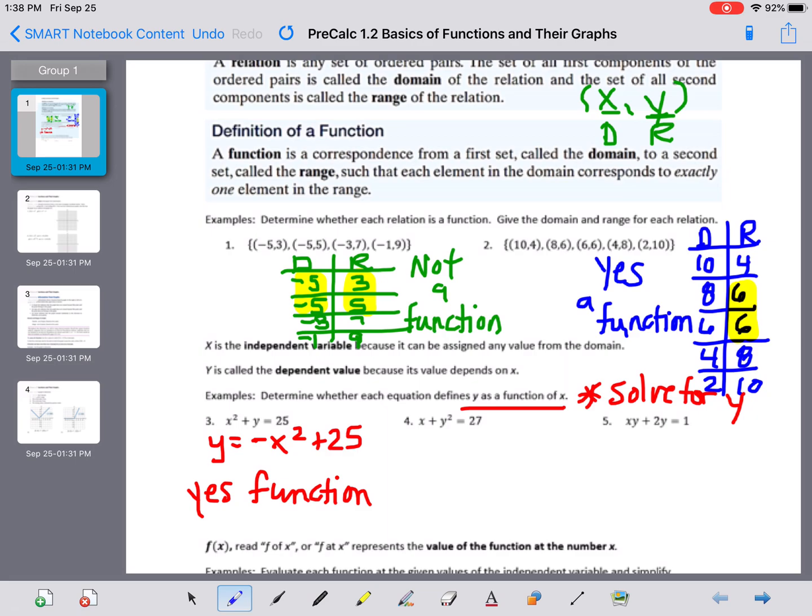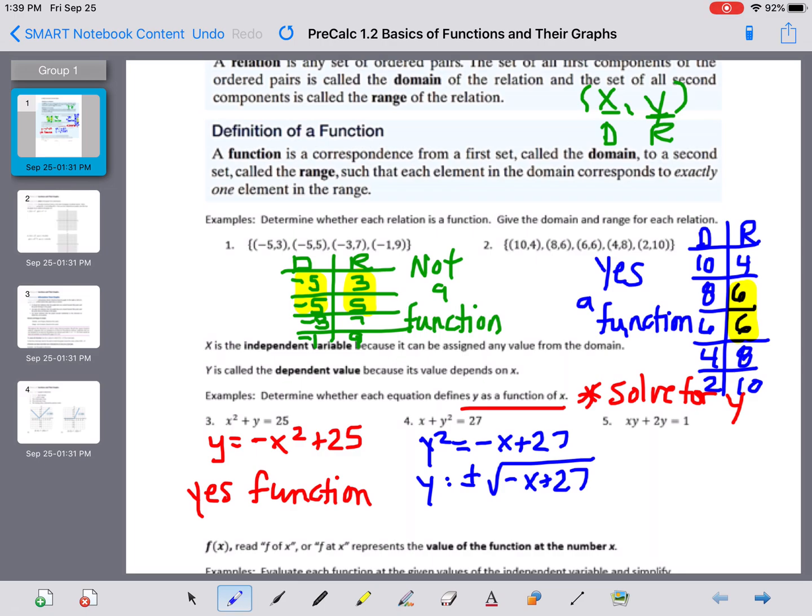All right, number 4, I want y by itself. So first I'm going to subtract x. I get y squared equals negative x plus 27. Now I'm going to take the square root. So I get y equals plus or minus the square root of negative x plus 27. All right, obviously here I'm going to need to plug in values smaller than 27, right? I can choose any x values.